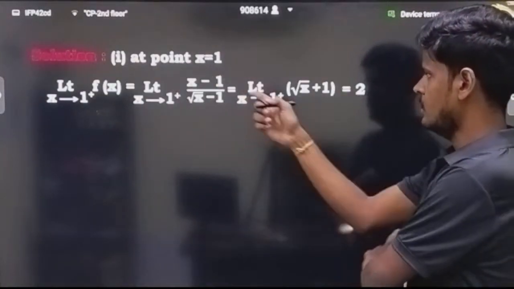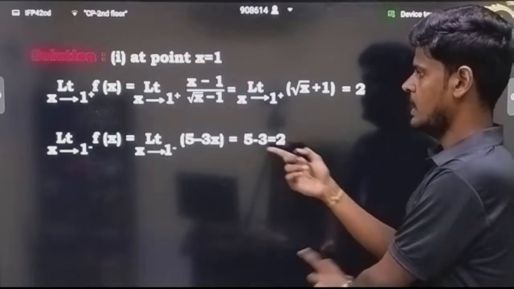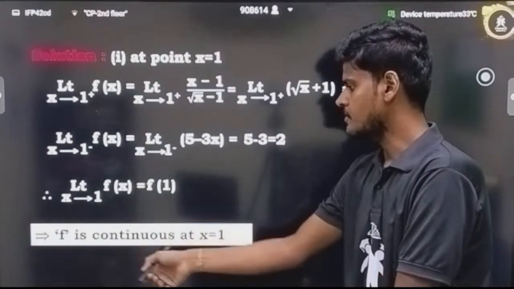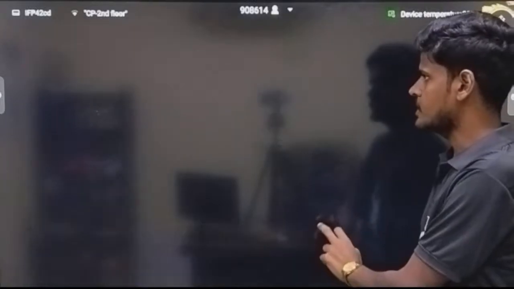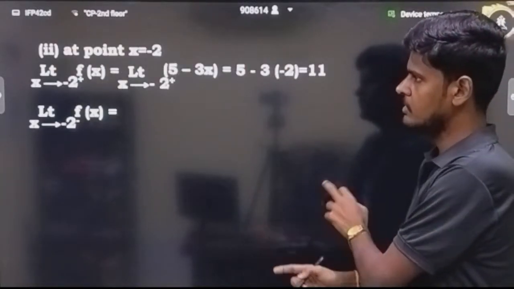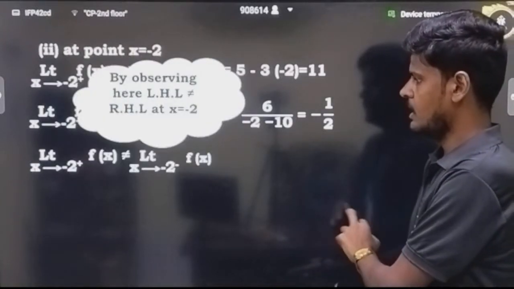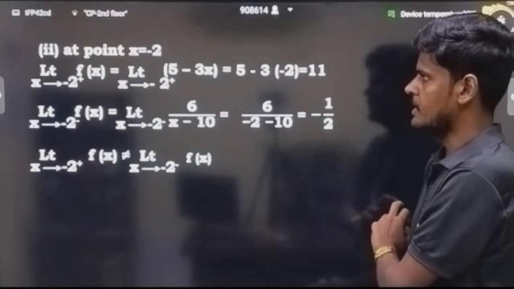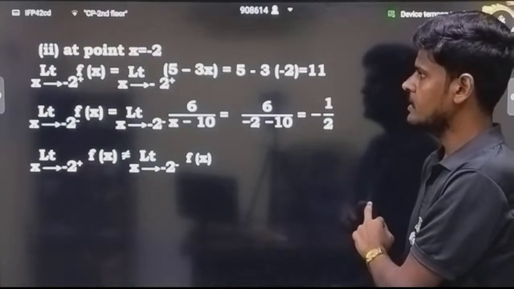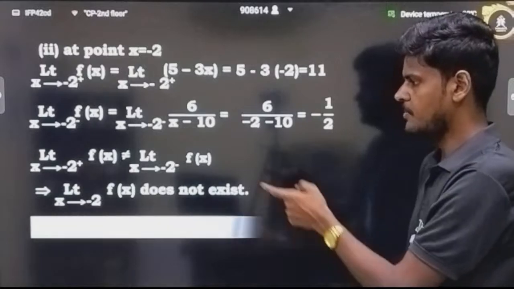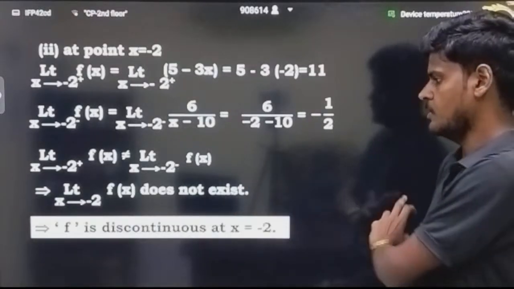At 1 the limit value is 2 as well as the function value is also 2. So as limit is equal to function value, this is a continuous function. At x equal to minus 2, again this value is minus half and the right hand limit value is 2. So these values are not equal. As limit is not equal, limit does not exist, which means it is not a continuous function.